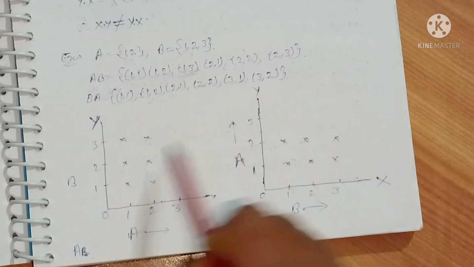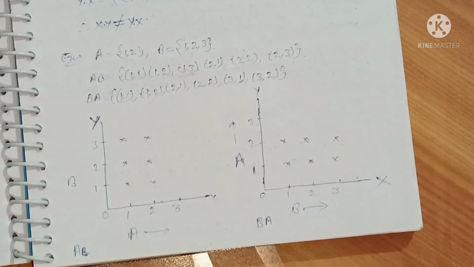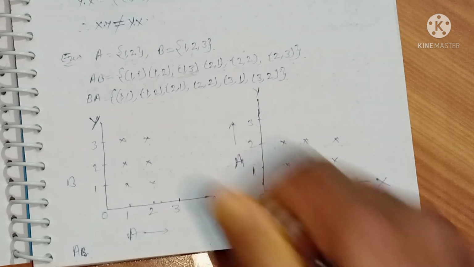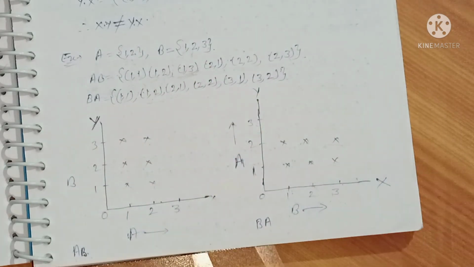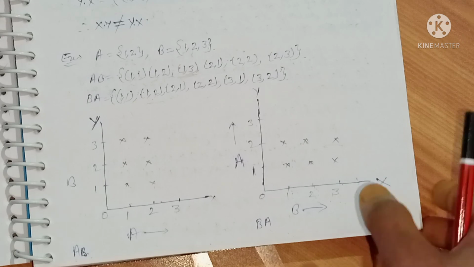Now you can compare these two patterns. These two patterns are different from one another. So that's why, when we change the order, the Cartesian product AB results in a different product value.